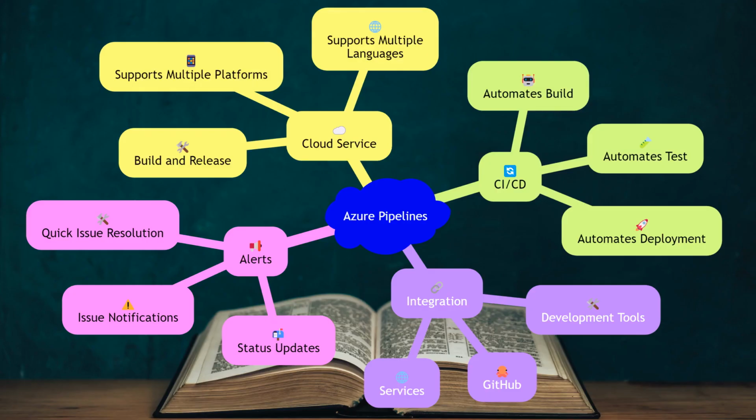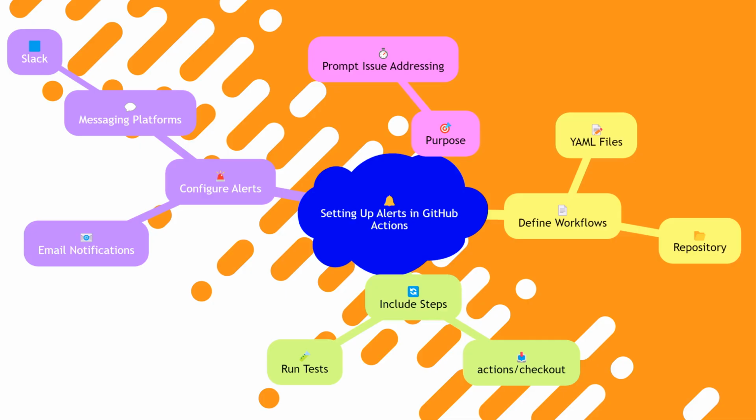Azure Pipelines is a cloud service that provides build and release services for applications. It supports multiple languages and platforms, making it a versatile tool for CI/CD. Azure Pipelines integrates with various development tools and services, including GitHub, to automate the build, test, and deployment processes. Configuring alerts in Azure Pipelines helps teams stay informed about the status of their pipelines and quickly address any issues that arise.